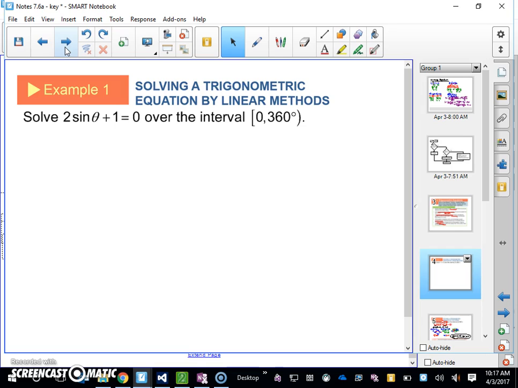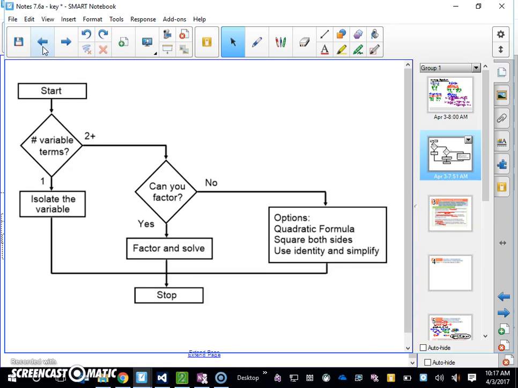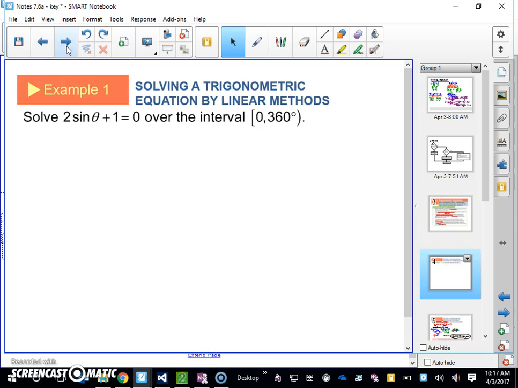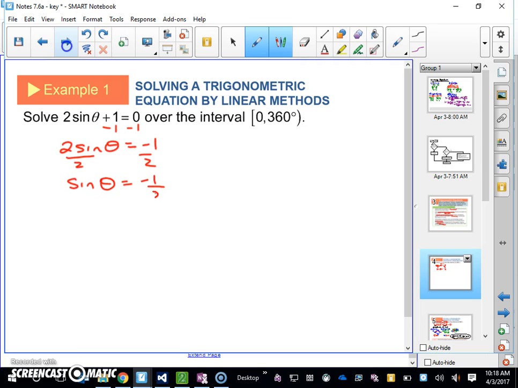I see one variable term, and so that makes this kind of easy because we're just going to go straight down here and isolate the variable. If there's only one variable term, we should be able to isolate the variable. Think about if that said 2x plus 1 equals 0. You would subtract 1 and divide by 2. It's no different. We're going to subtract 1 and divide by 2. Sine theta equals negative 1/2. We're not finished because we don't have the variable by itself.